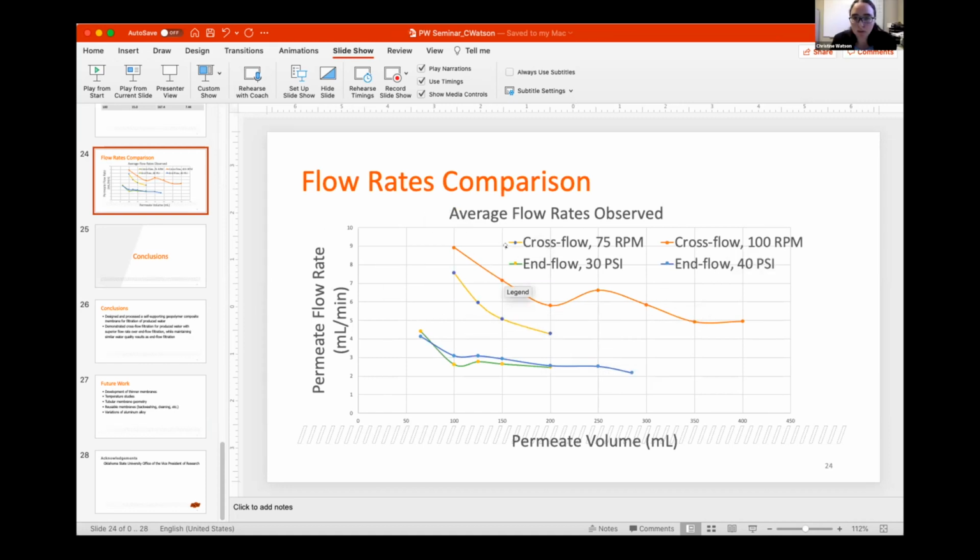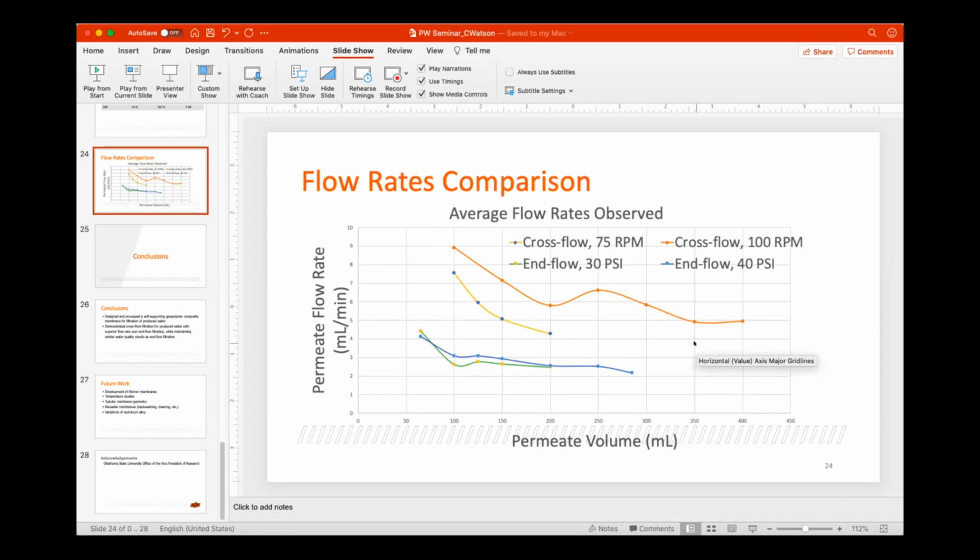For this one, are you saying if I did more than one experiment? Yes, at each condition, I did. This is an average of the multiple tests that I conducted. The 75 RPM, you'll notice, is much smaller. I used a smaller volume with it. That's because this is an ongoing experiment and an ongoing study. So I am doing more experiments to see if the crossflow membrane can handle a higher volume, and how high a volume that could be.